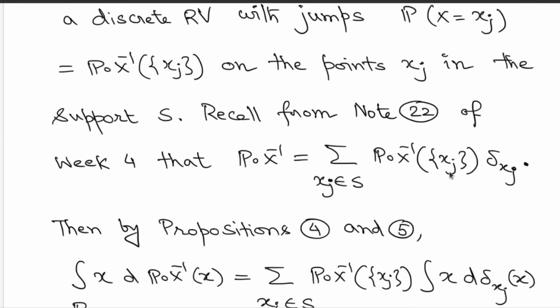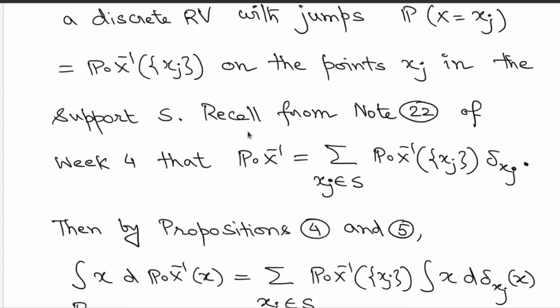the probability of capital X equal to small xj. Alright, so this is the convex linear combination of the Dirac masses situated at the points in the support, and that's going to give you back the law p compose x inverse. So p compose x inverse is nothing but a convex linear combination of these Dirac masses.